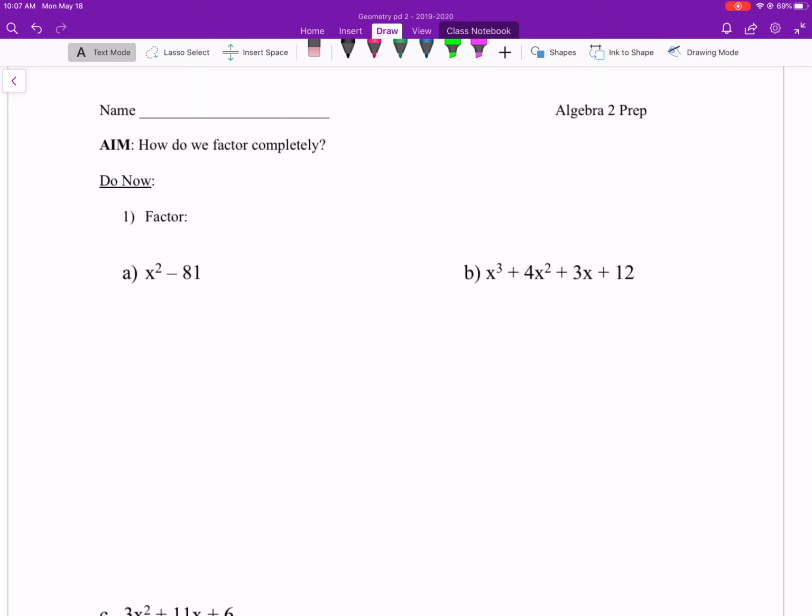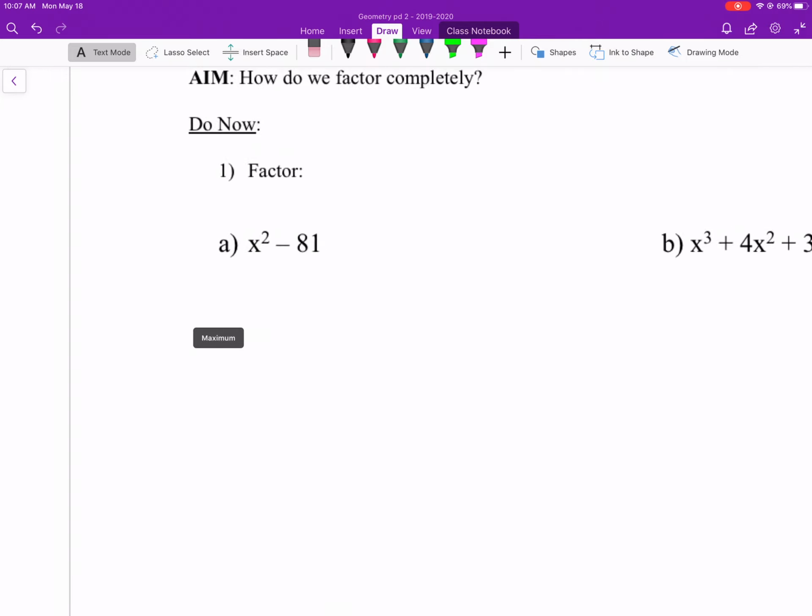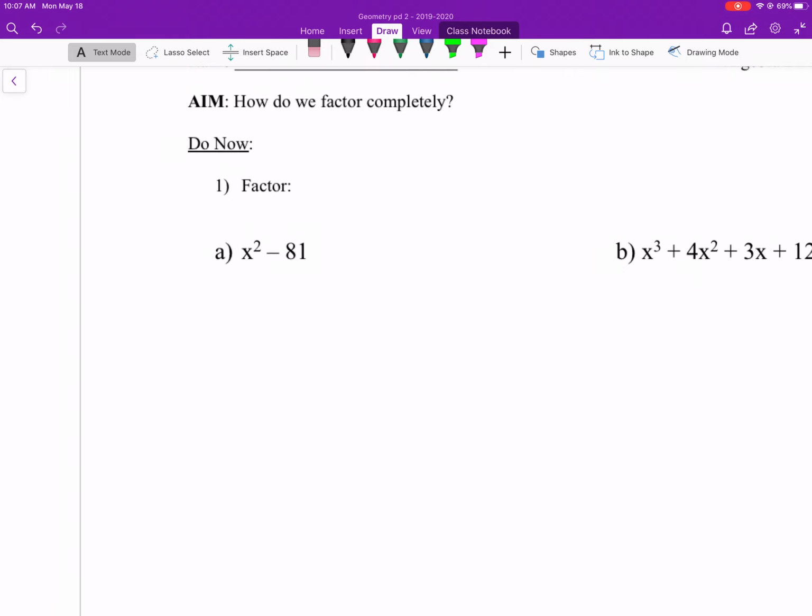All right, first one, x squared minus 81. Is this an example of GCF factoring? Is there something we can divide both x squared and 81 by? The answer is no. Would this be DOTS, a difference of two perfect squares? It sure would be, because x squared is a perfect square and 81 is a perfect square. And what that means, guys, is there's something you can multiply by itself to get x squared and to get 81.